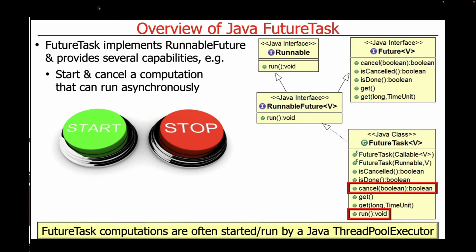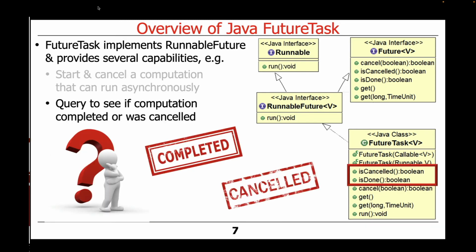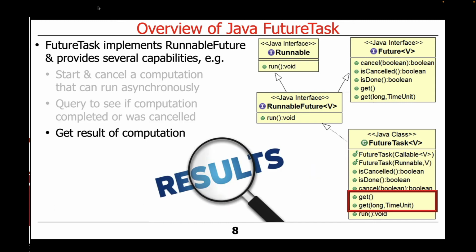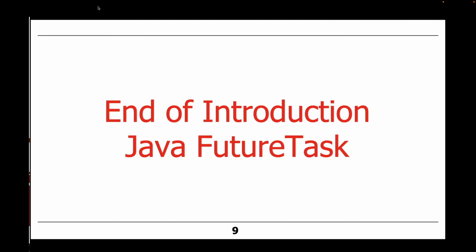One thing you can do with a FutureTask is start and cancel a computation that can run asynchronously. And so we'll see that that's done with the run method and the cancel method, although you don't actually call run. Run is called on your behalf. You can also query to see if a computation completed or was canceled, and that's done with isCancelled and isDone. And then the last thing you can do with this particular class is get the results of the computation. You can find out what the final results were.